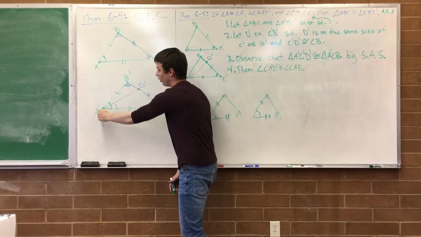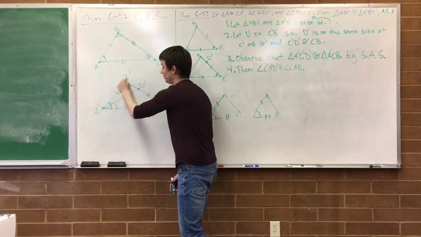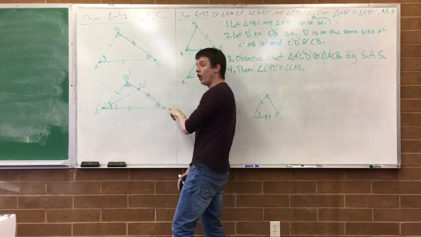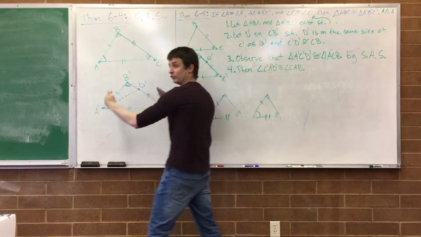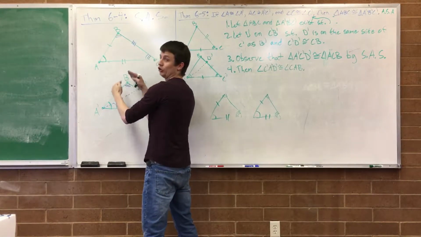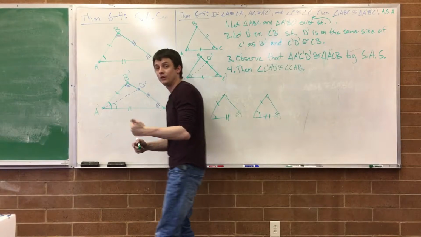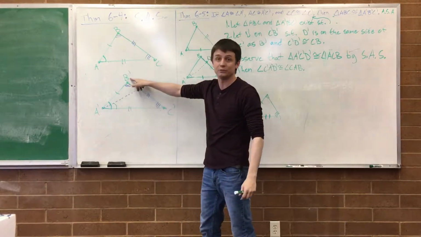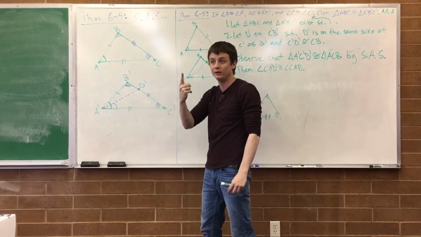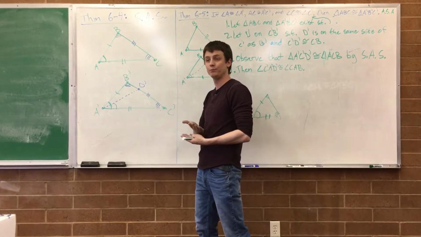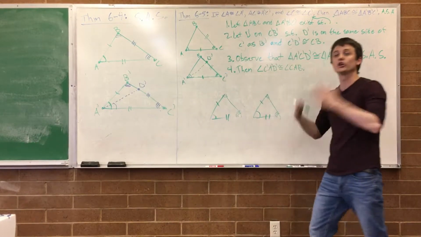So D prime is on the ray A prime B prime, and D prime is on the ray C prime B prime. And D prime is where the two rays intersect. Two rays only intersect at one point. We know one point that they intersect at is B prime. We know they also intersect at D prime. They only intersect at one point. Therefore, B prime and D prime are the same point. You follow the logic there?